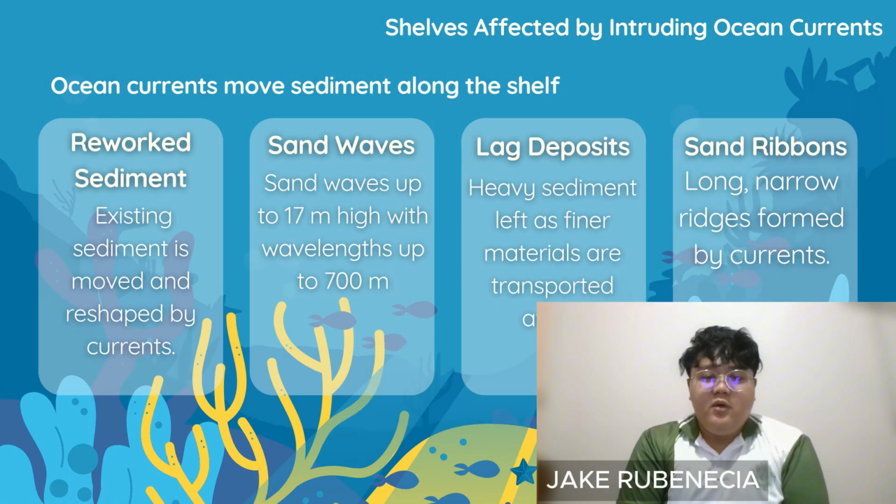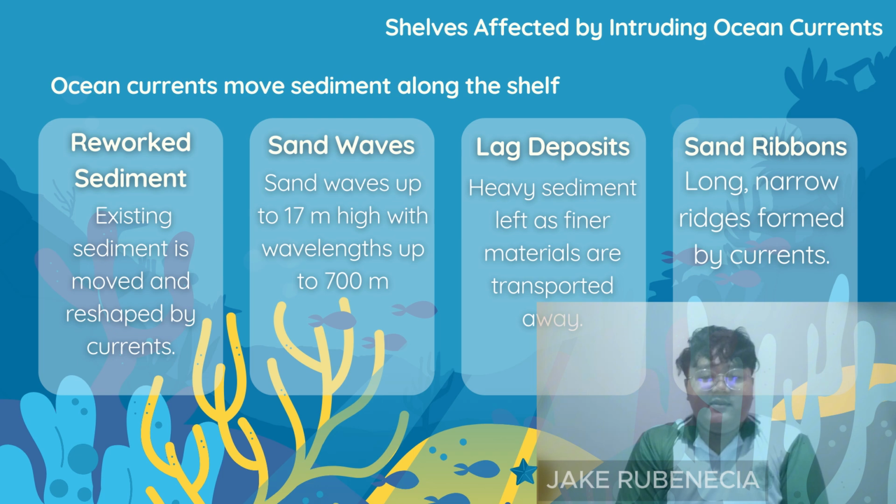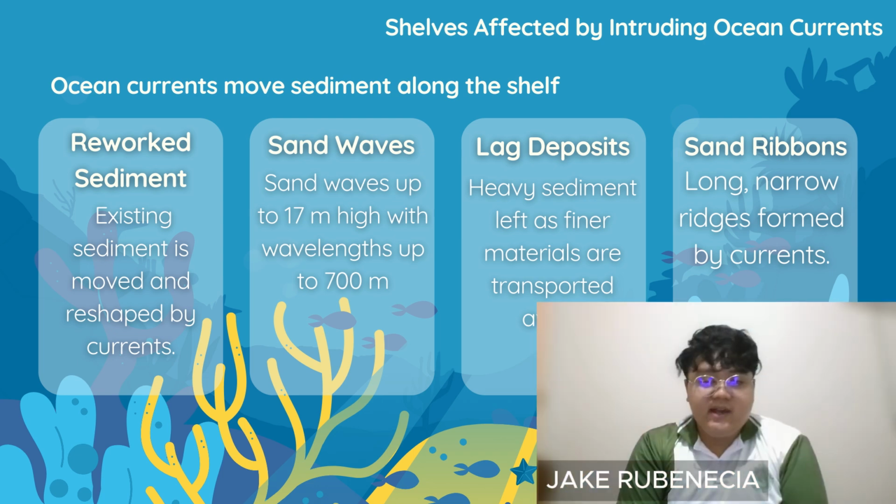So here we have reworked sediment, where existing sediment is moved and reshaped by currents. Then sand waves up to 17 meters high with wavelengths up to 700 meters. Lag deposits, heavy sediment left as finer materials are transported away. Then sand ribbons, long narrow ridges formed by currents.